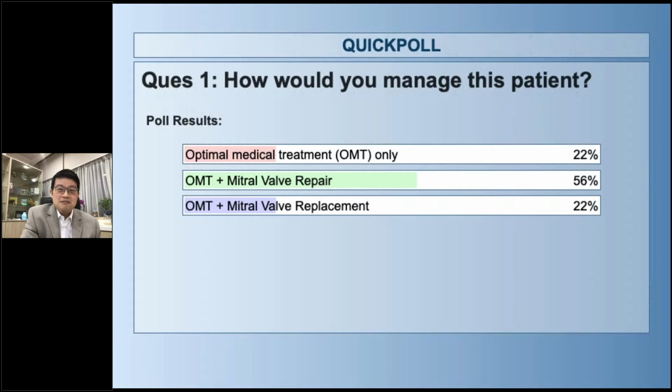The poll is now closed. 22% chose answer A, 56% chose answer B, 22% chose answer C.